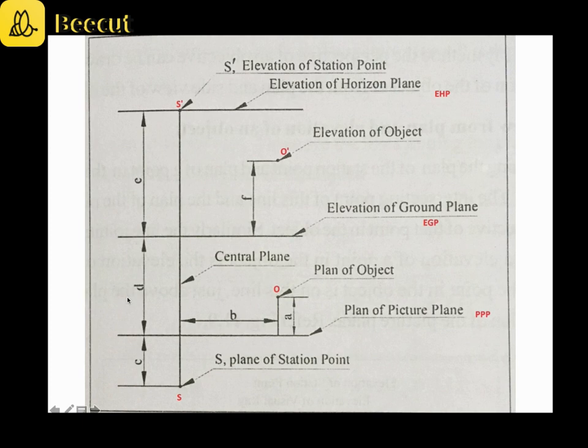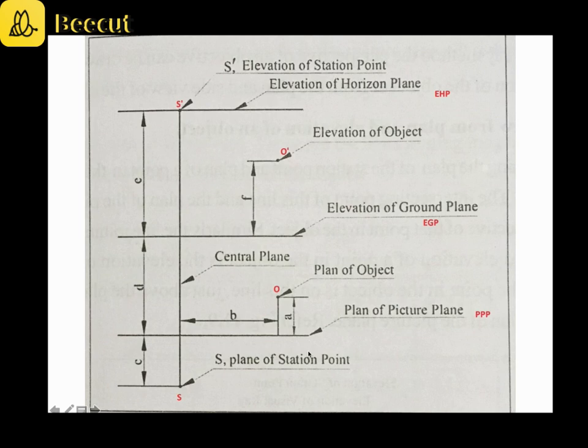After drawing the EGP, which represents the XY line in the case of other problems, the next step is to draw the picture plane. The EGP is usually drawn as the central line of the page, just like the XY line that we draw in other problems. The next step is to draw the picture plane. This is the line of the picture plane.